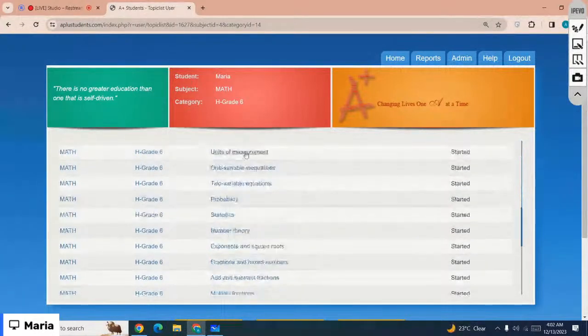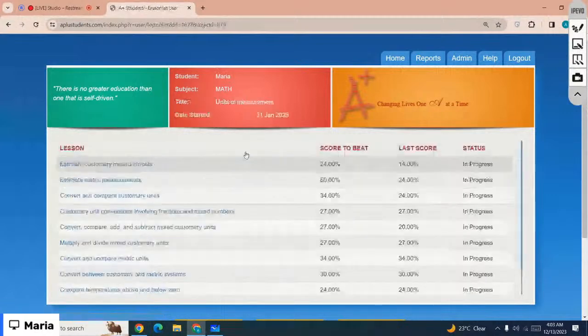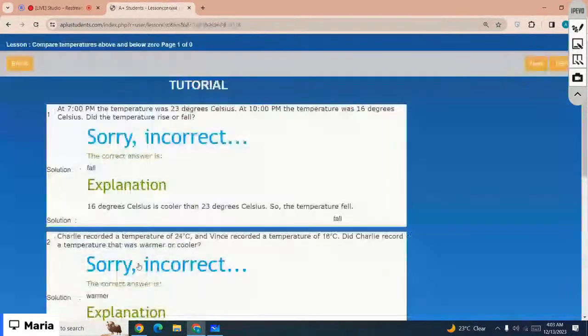Here it is. And the lesson is compare temperature above and below zero. Okay, let's just start with the first lesson. At 7 p.m., the temperature was 23 degrees Celsius. At 10 p.m., the temperature was 16 degrees Celsius. Did the temperature rise or fall?